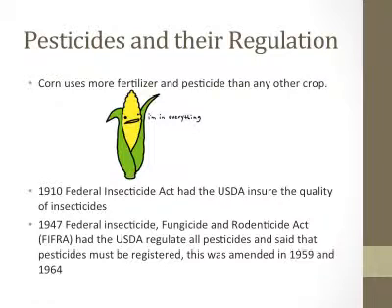In 1910, the Federal Insecticide Act had the USDA ensure the quality of insecticides. In 1947, the Federal Insecticide, Fungicide, and Rodenticide Act had the USDA regulate all pesticides and said that pesticides must be registered. And this was amended in 1959 and in 1964. Basically, they wanted a paper trail as to who was using what pesticides where.